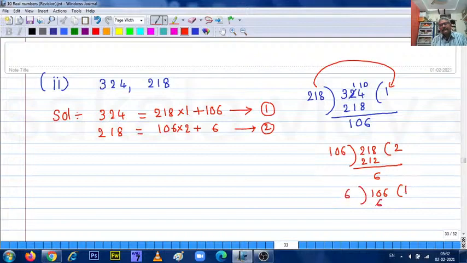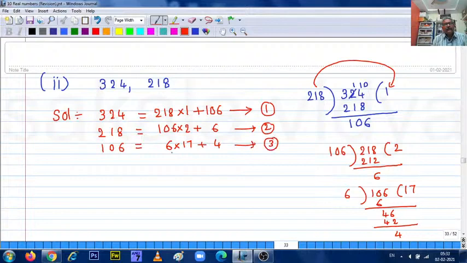6 1 ja 6, 46. 6 7 ja 42. So you will be getting 4. Okay, you will be getting 4. So that means again this 106 can be written as 6 times 17 plus 4.